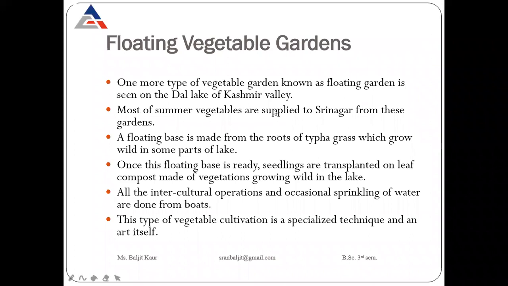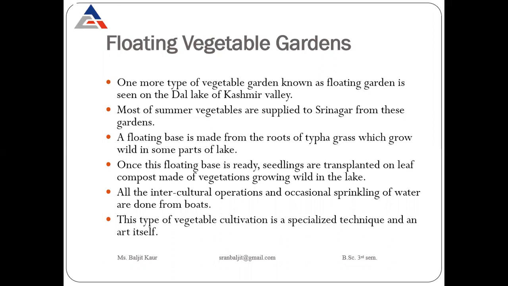Then floating vegetable gardens. This is a type of vegetable garden that can be seen in Dal Lake of Kashmir Valley. This kind of garden, known as floating garden, can be seen in the Kashmir Valley, right? In a lake of Kashmir Valley. Most of the summer vegetables are supplied to Srinagar from these gardens. So these gardens are made in the lake, right?